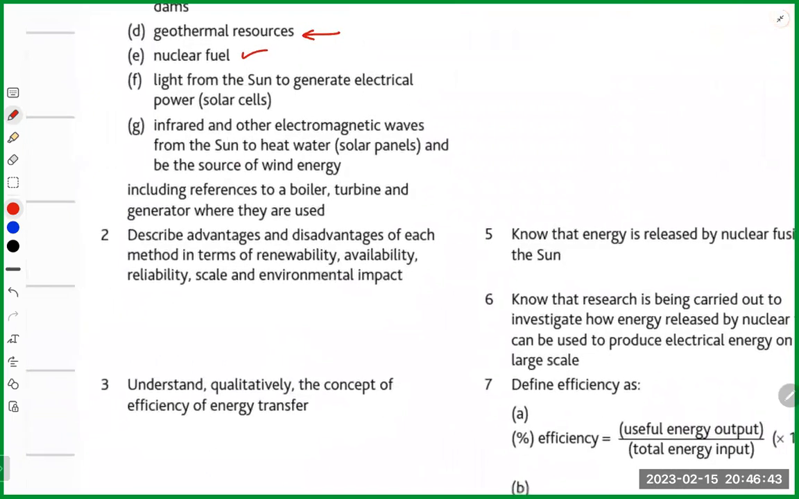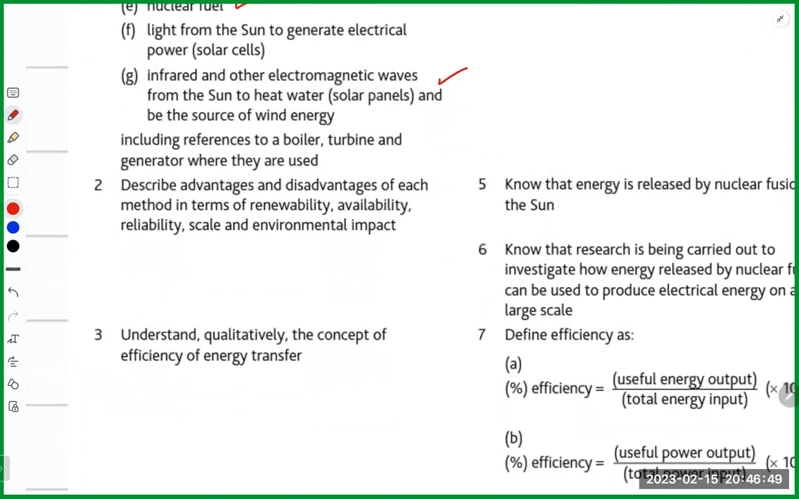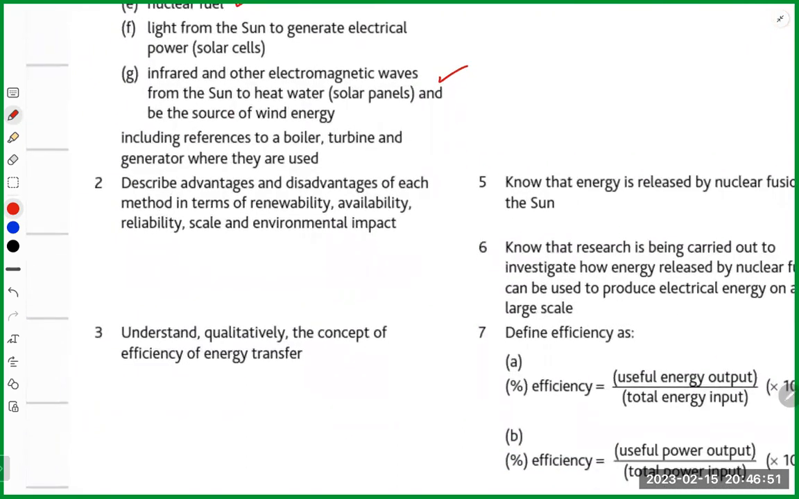So infrared electromagnetic wave from sun heat is solar panel. This is something we have discussed as well. Describe the advantage and disadvantage of each method. Like every method, no matter how good it sounds, like we can use solar panels. Solar panels look very good, very nice, but they also come with problems.